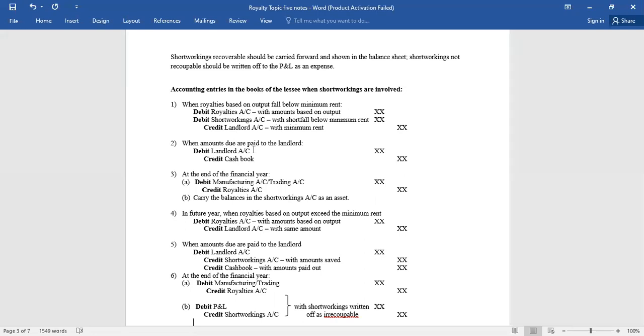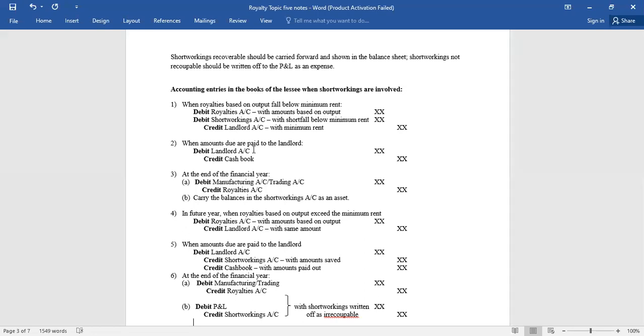But look at the part B, 6B. When the shortcomings were never recovered, we are going to write them off because we are closing our books. When we are doing that, the shortcomings that were never recovered, they'll be an expense. So by an expense, it means that we are going now to close them with the P&L account. So an expense is debited, so you are going to debit P&L, and you are going to credit the shortcomings, the short workings account to close it. Any question?